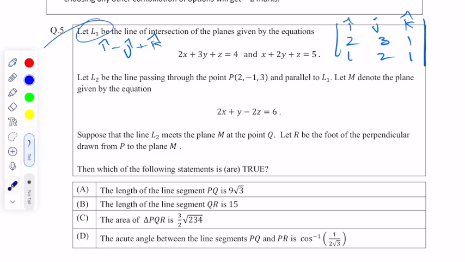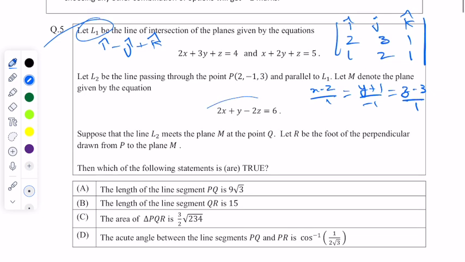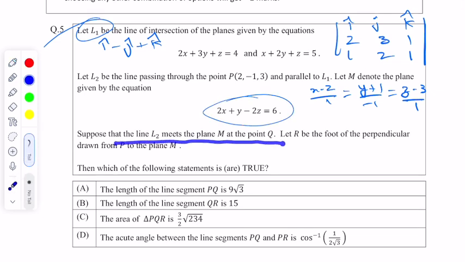We are saying that L2 is the line passing through this, so we can easily write the equation of L2. The equation of L2 will be (x minus 2)/1 equal to (y plus 1)/minus 1 equal to (z minus 3)/1. This will be L2. Now M denotes the plane given by this, which we already know. Now suppose L2 meets the plane M at Q.